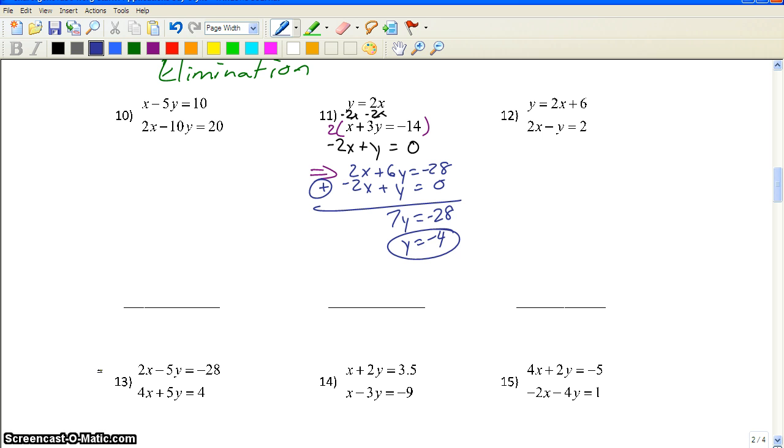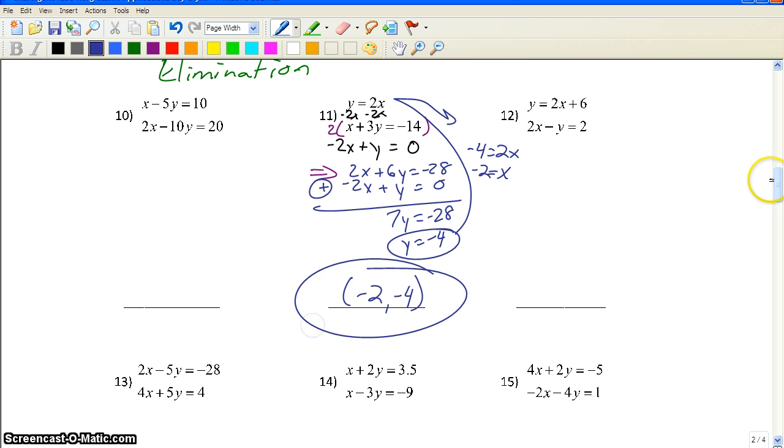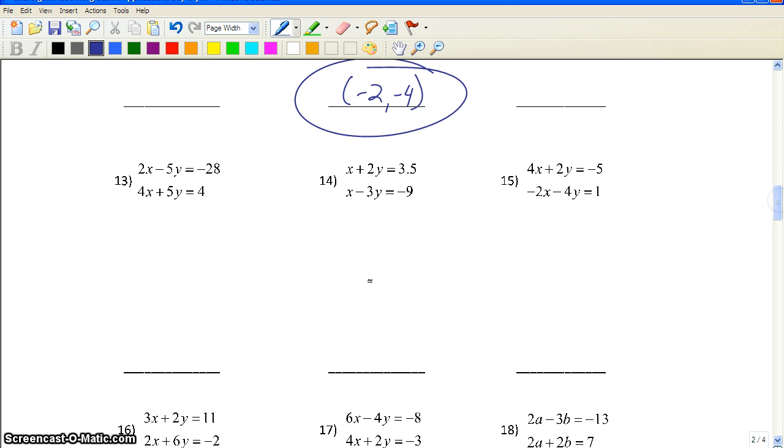But we're not done. We're going to take that, substitute it into one of the originals to get our answer. So I'm going to substitute it in there. So we get y equals, dang it, that's what y is. So we actually get negative 4 equals 2x, and then we divide by 2. So we get x is negative 2. Negative 2, negative 4 is our solution. Let's go to number 13 now. Number 13, look at this, that's lucky.